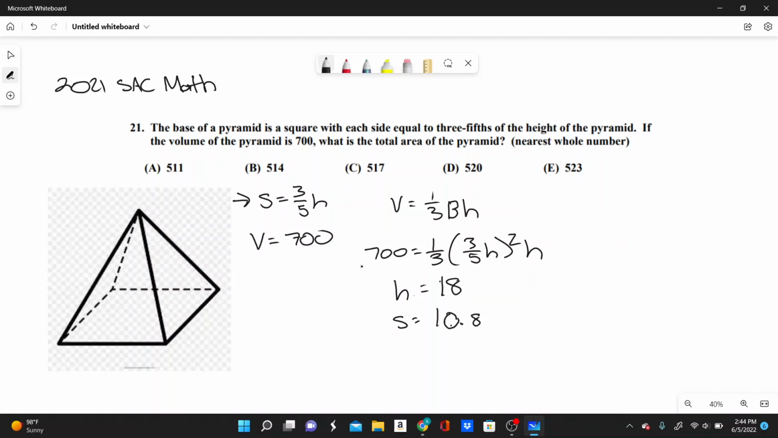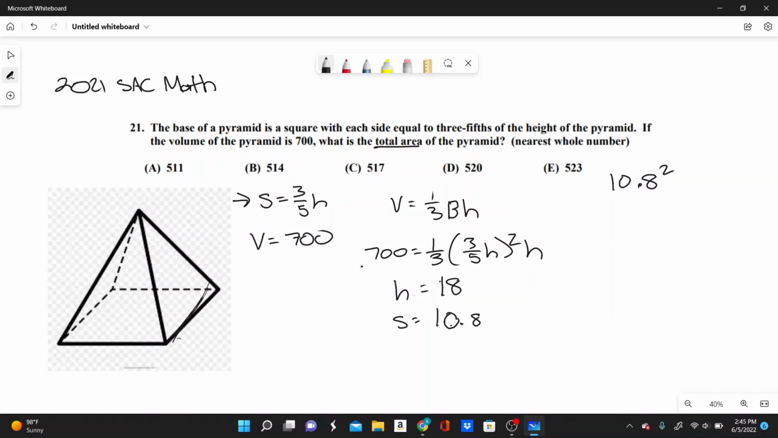Alright, so what we really need is the total area of the pyramid. So we have to find the area of the square in the bottom, and we also have to find the combined area of the 4 triangles on the side. So the square on the bottom is pretty straightforward. You have the side length, so to find the area of the square, you can just do 10.8 squared. The slightly more tricky part is finding the area of these triangles.